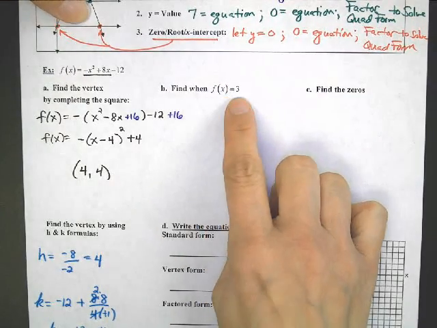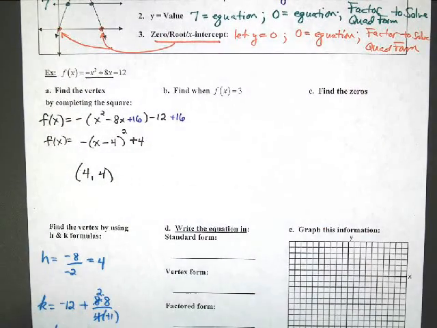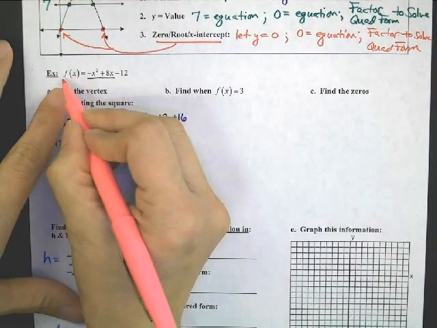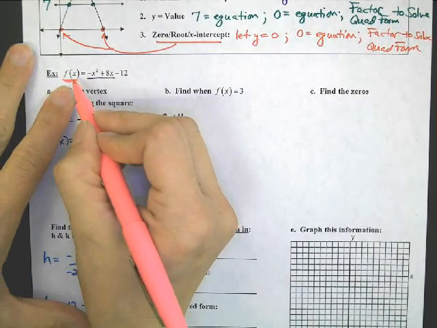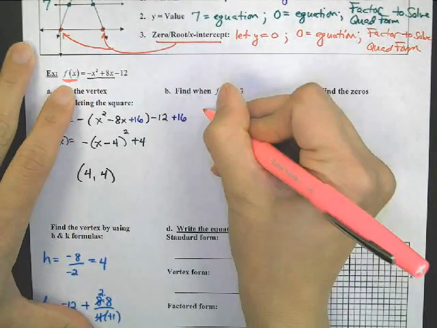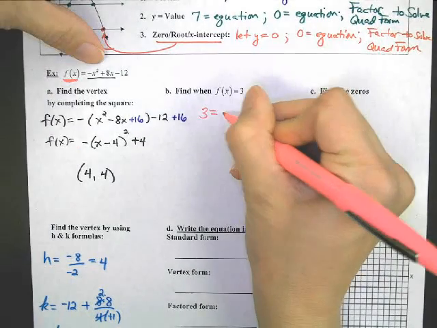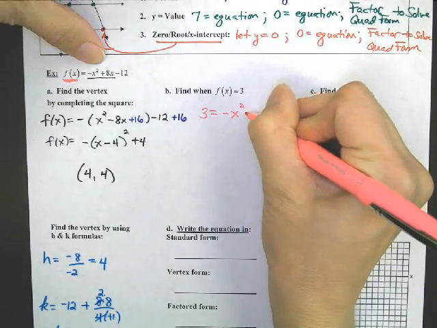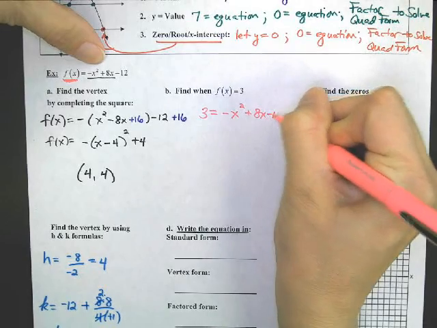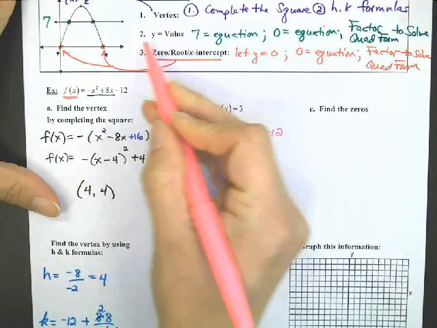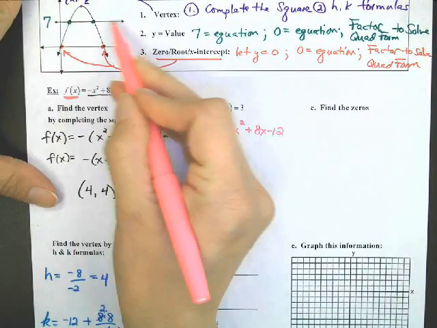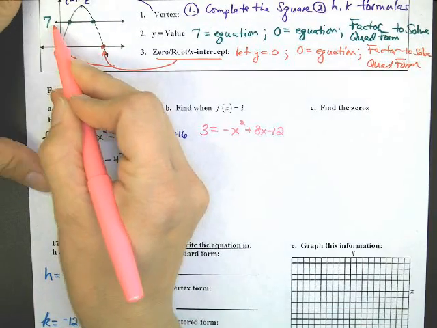When is f of x a 3? Okay, f of x is 3. So they want me to take this f of x right here and plug a 3 into that. 3 equals negative x squared plus 8x minus 12. So this is kind of like option 2 here. When is the parabola equal to 3?